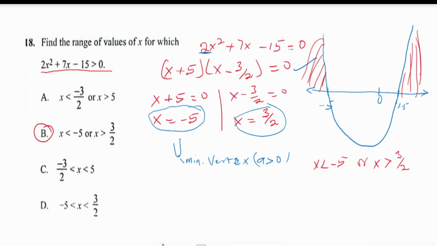And someone might ask, how do we know whether here should be less than or equal to, or greater than or equal to? That will be determined if this were also greater than or equal to. As for less than or greater than, you tell depending on the area you are shading. So these are all values less than -5. That's why we use less than.